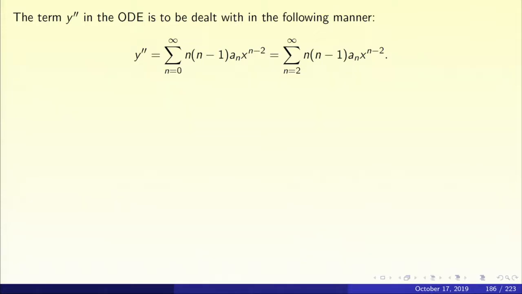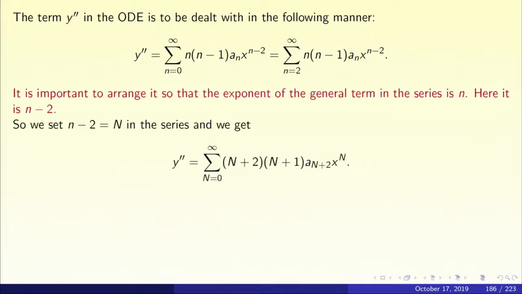Alright, there is also the term y double prime in the ordinary differential equation. Let's see how to deal with y double prime. So when you differentiate the power series twice, you get y double prime equal to summation n from 0 to infinity n into (n minus 1) a n x to the power n minus 2. Now observe that when n equal to 0 and when n equal to 1, the terms vanish. So it is summation n from 2 to infinity n into (n minus 1) into a n x to the power n minus 2.